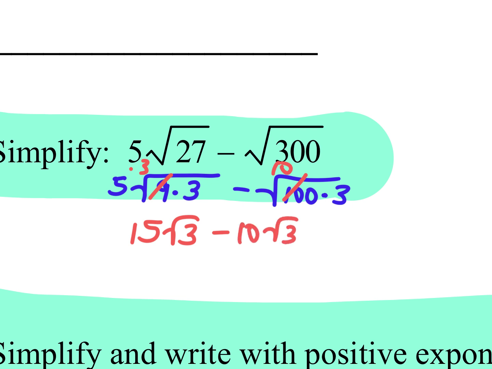Can I combine these? What's my answer? 5 square root of 3. What would happen if you got to this stage right here that I put a star next to and the radicals were not the same? That's it. You just leave it right there. You may not be able to combine everything. Not a big deal.